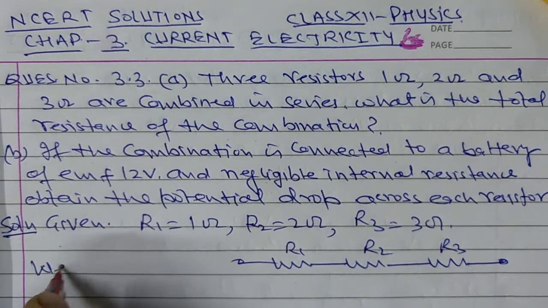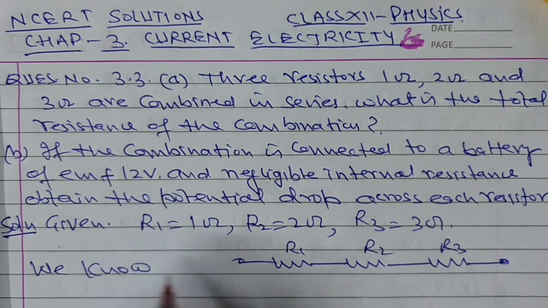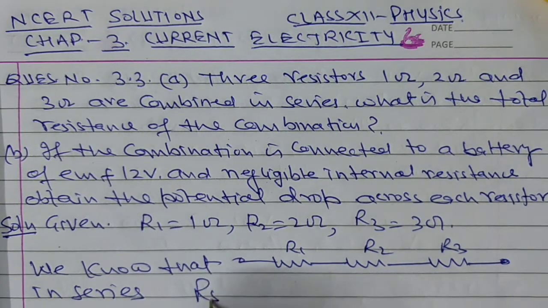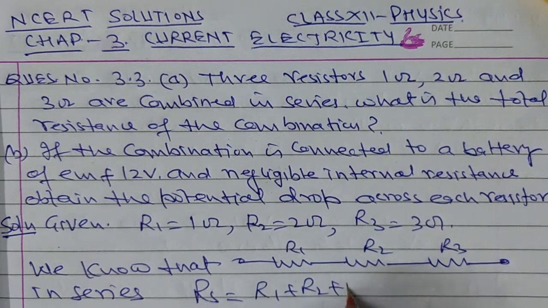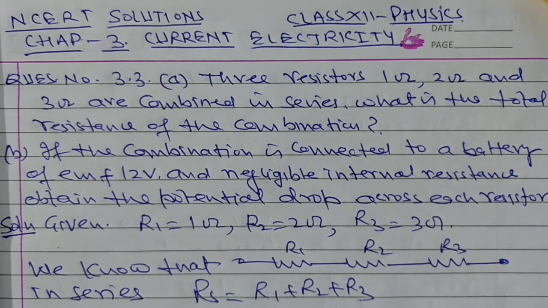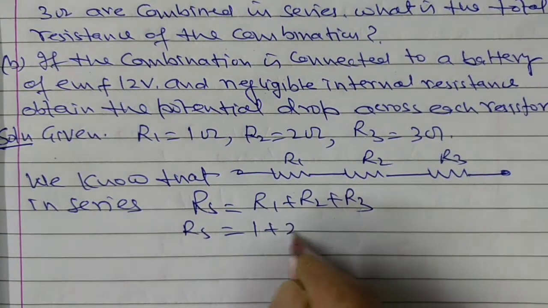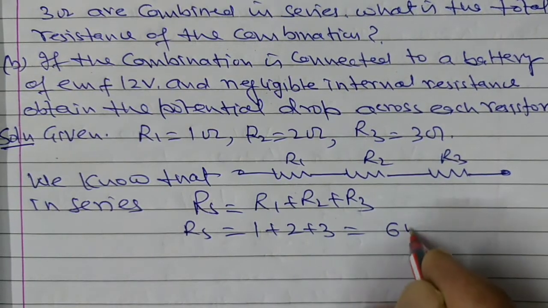We know that in series, equivalent resistance Rs is equal to R1 plus R2 plus R3, and this Rs is equal to 1 plus 2 plus 3, which is equal to 6 ohm.